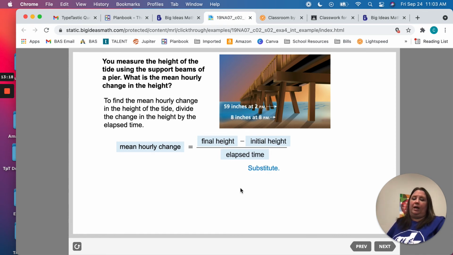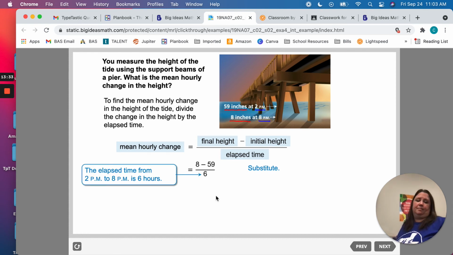So now we put the numbers in. 8 inches, here you go, right here. Minus 59. And then the number of hours was how many? 6. Okay, it's not showing up there, but it's showing here.